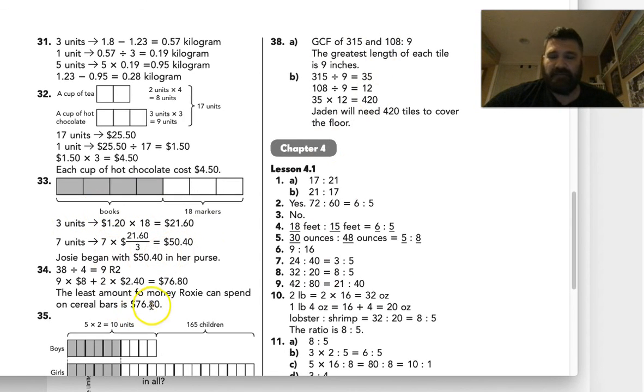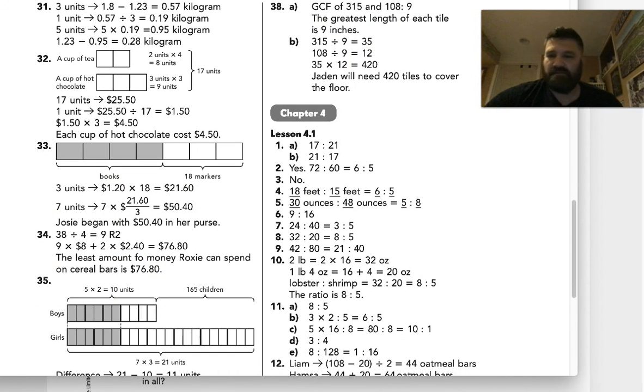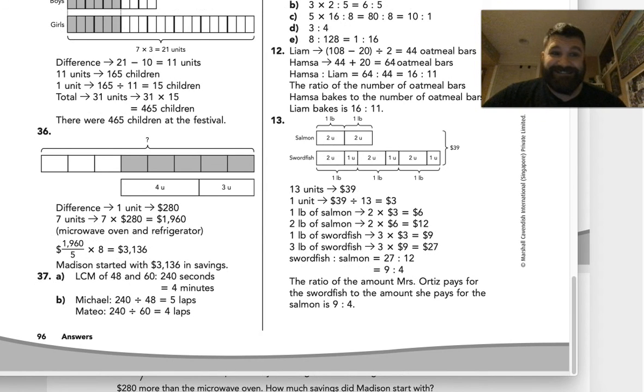34. $76.80. Welcome back. I'm frozen again.